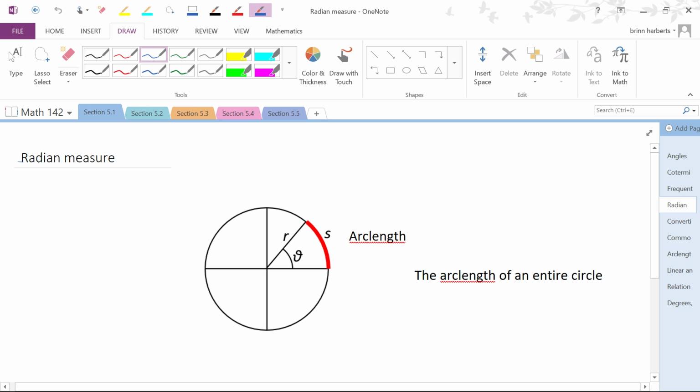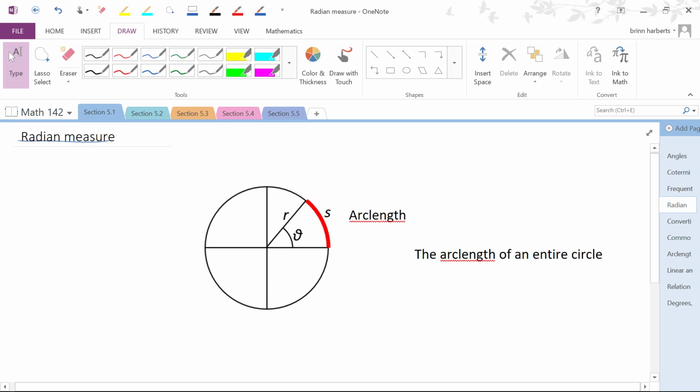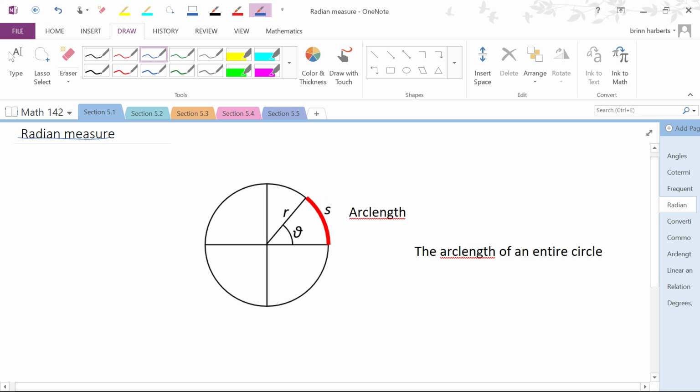Okay? Radian measure is nicer because it's defined in terms of the geometry of the circle itself. And here's how that works. The arc length of a circle, or of a piece of a circle, is if you measure out some angle theta on a circle that has radius r, this distance along the outside circumference of the circle is the arc length. So this is a piece of the entire circumference.